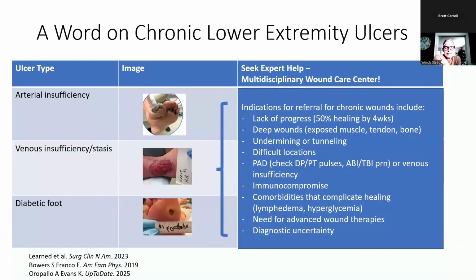I think that my main take-home point on chronic lower extremity ulcers for this group would be to try to get patients expert multidisciplinary wound care as soon as possible, if you're seeing patients and they have this and they're not already hooked into that kind of care. I've listed for you here multiple indications for referring these chronic wounds. And so I'll leave that there for a few seconds so you can take a look.